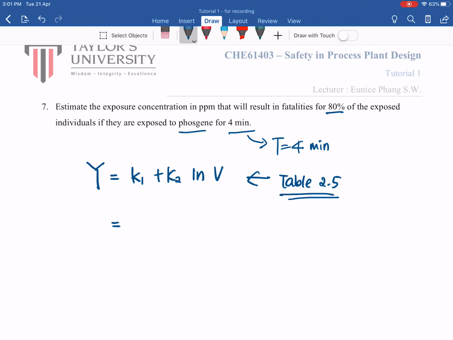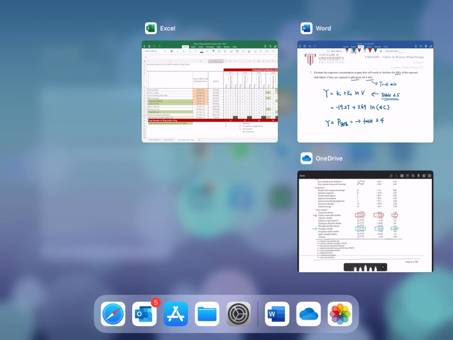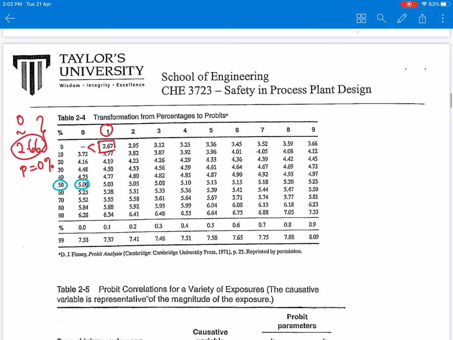So we have negative 19.27 plus 3.69 ln CT, where we have 4C here. And we also want to find out what our Y value is. The Y value can be obtained at P equals 80%, so go to Table 2.4. Back to Table 2.4.